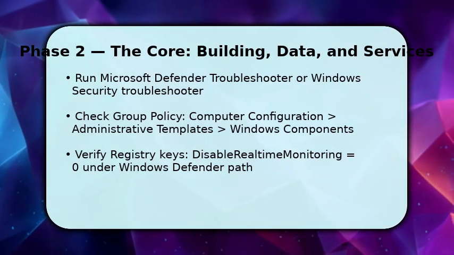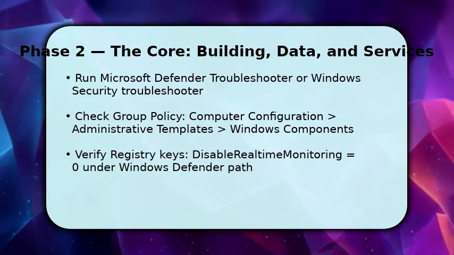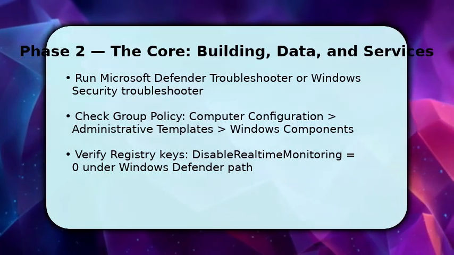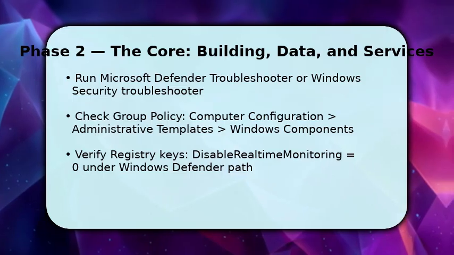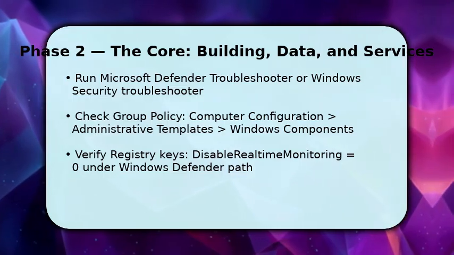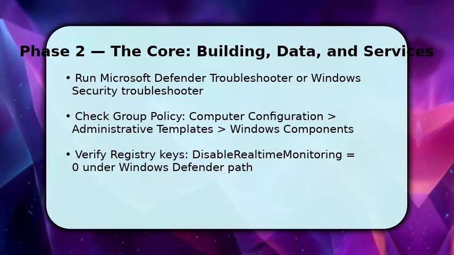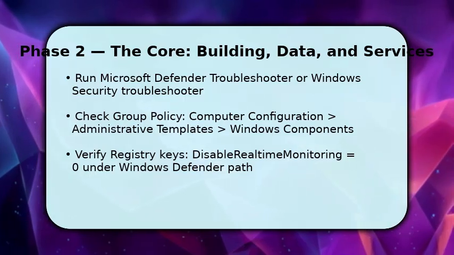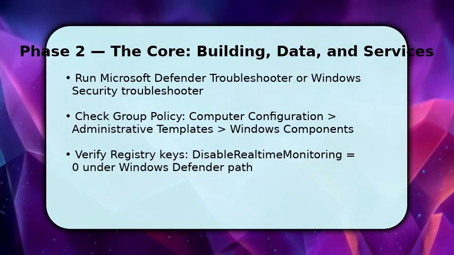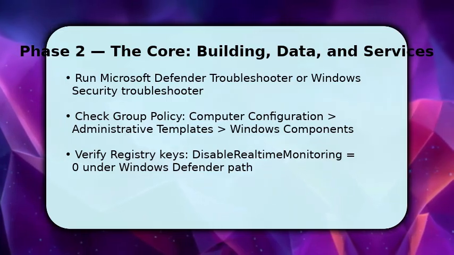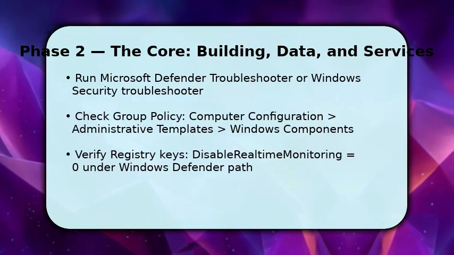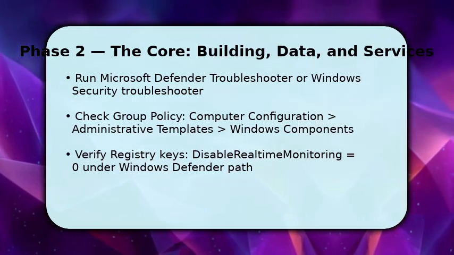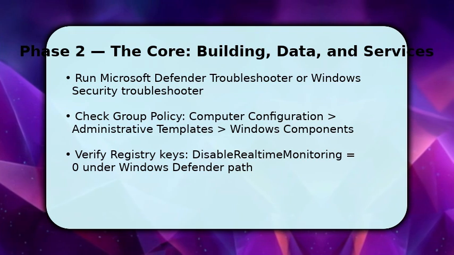Now you tackle configuration issues that block real-time protection. Run the built-in Windows Security Troubleshooter or the Microsoft Defender Troubleshooter because automated repairs often fix underlying services. Then check Group Policy, Computer Configuration, Administrative Templates, Windows Components, Windows Defender Antivirus, set any Disable Real-Time Monitoring policy to Not Configured. If policies look clear, inspect the registry.